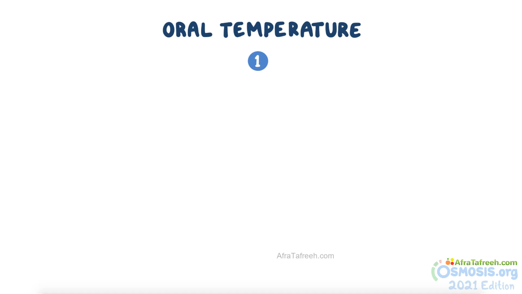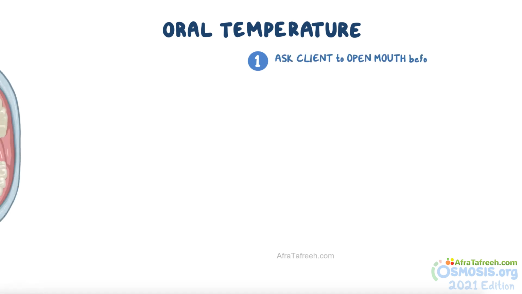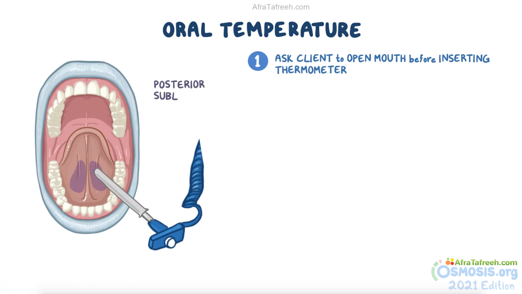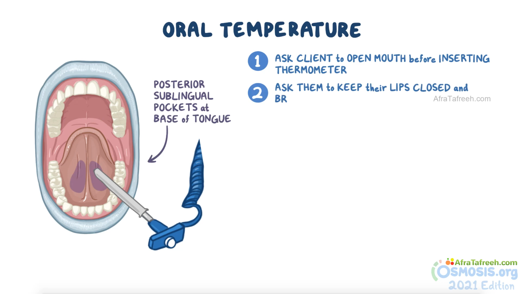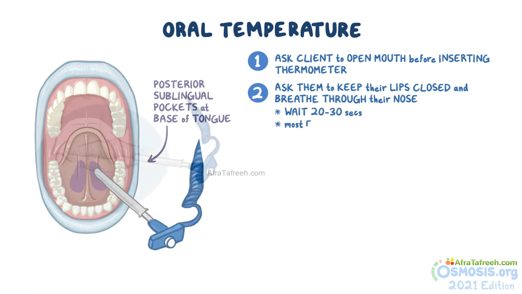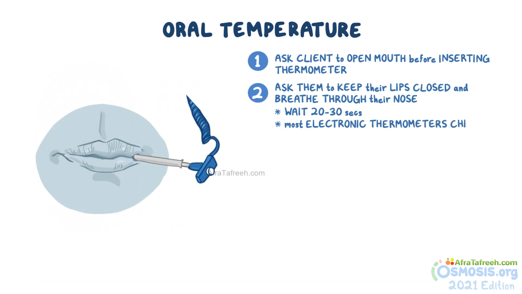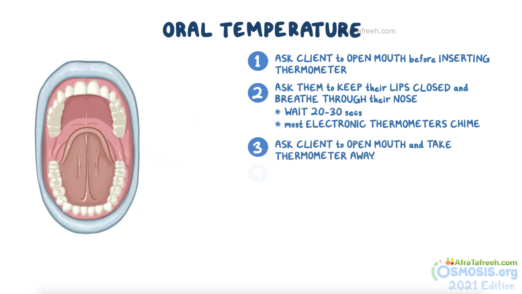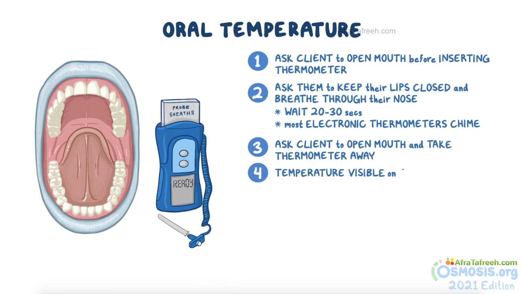Now, the next step is to ask the client to open their mouth before inserting the thermometer into one of their posterior sublingual pockets at the base of the tongue, not in front of it. Ask them to keep their lips closed and breathe through their nose. You typically need to wait for 20 to 30 seconds. Most electronic thermometers also chime when they're done. Next, ask the client to open their mouth and take the thermometer away. The temperature will be visible on the screen.